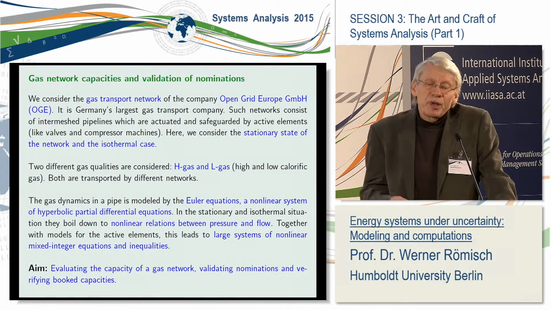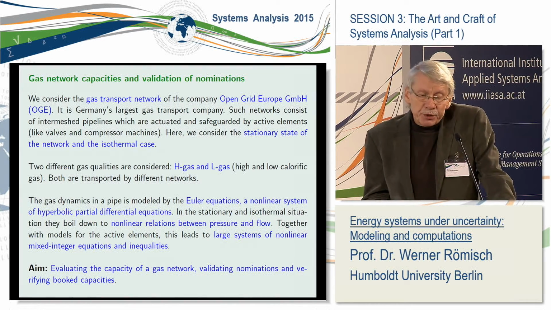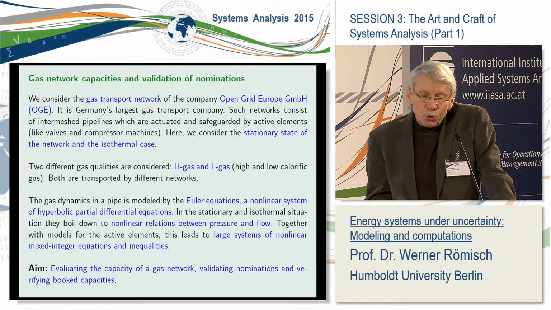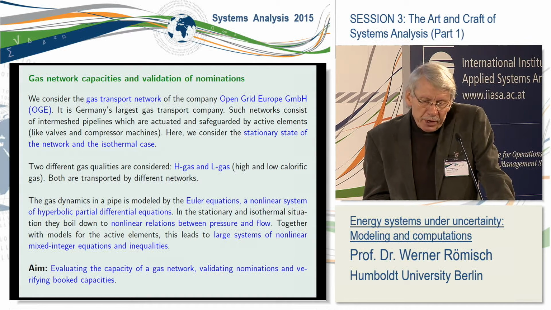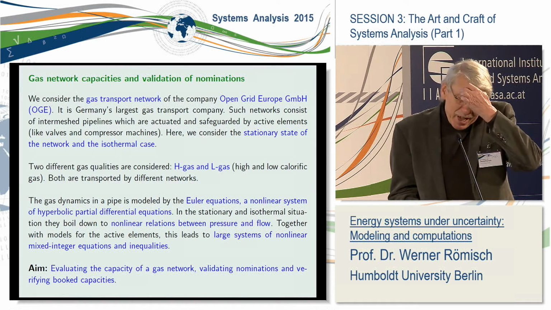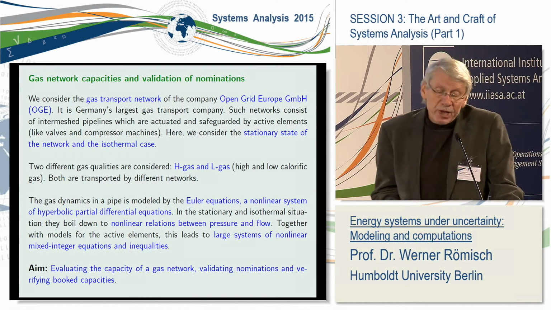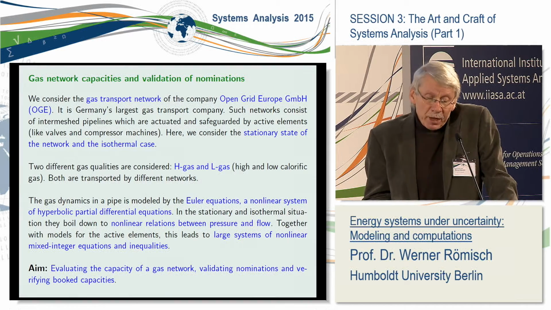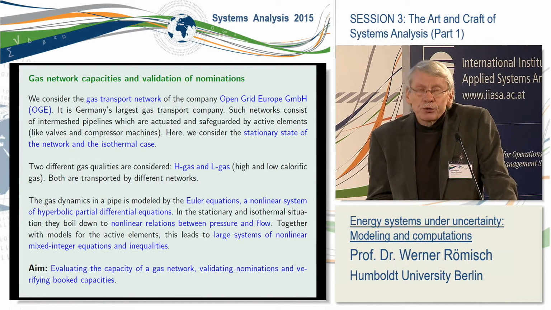There are two types of gas which are transported in different networks, the so-called H gas and L gas, which means high or low calorific gas. And the gas dynamics is the main difficulty. In a pipe, it is modeled by the so-called Euler equations. They are a nonlinear system of hyperbolic partial differential equations.